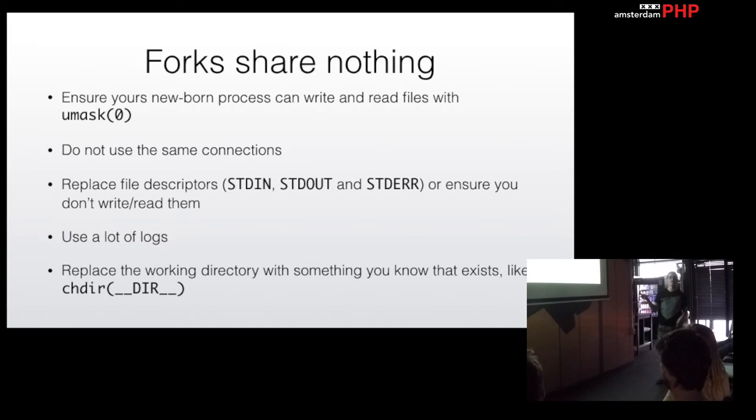So you have to close them because they belong to the parent. They don't belong to you. So don't be greedy and get some for you. Either you can replace them, because PHP has support for that, or you just don't write to them. Just respect your father. And write a lot of logs, because you're completely in the dark. At the moment that you create a fork, you have no idea what's gonna happen. So if you don't log stuff, then you're gonna get crazy.